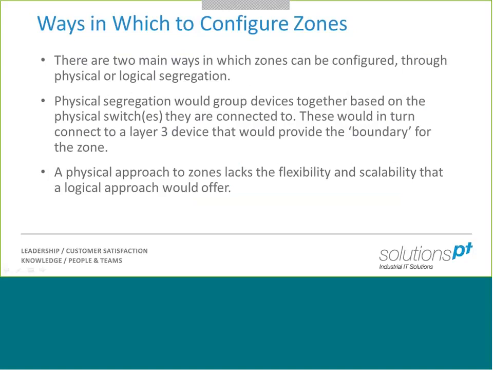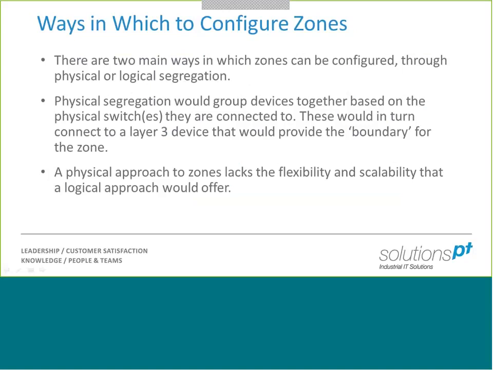If we start with physical segregation first, this is essentially grouping devices together and connecting them to the same physical switch, the same physical segment of a network. Those switches in turn would then connect to our layer 3 device, where we configure our conduits. That would be where we provide the boundary for the zone. Now, the problem with a physical approach is that it doesn't give us a lot of flexibility or scalability.